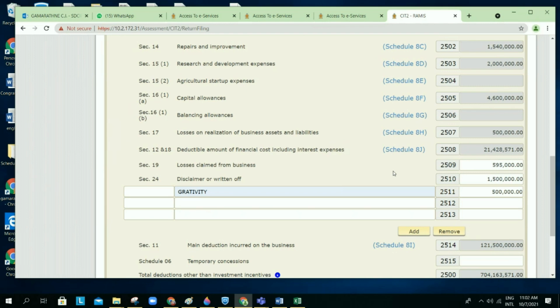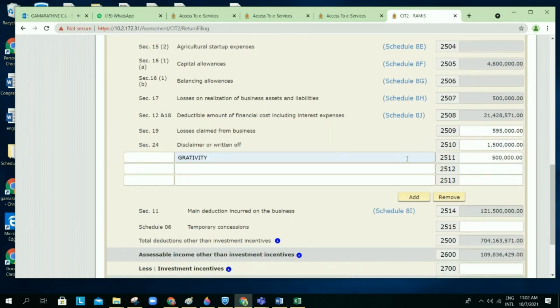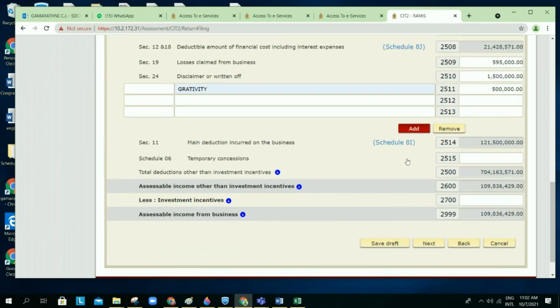Right. Then under Schedule 8J, you can see 21,428,571, right? Actually, losses we discuss later, right? Then we are going to discuss Schedule 8I, the main deductions.